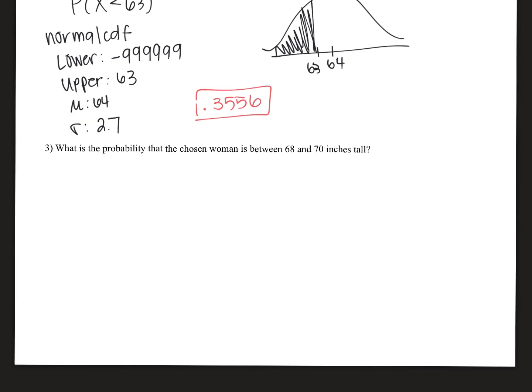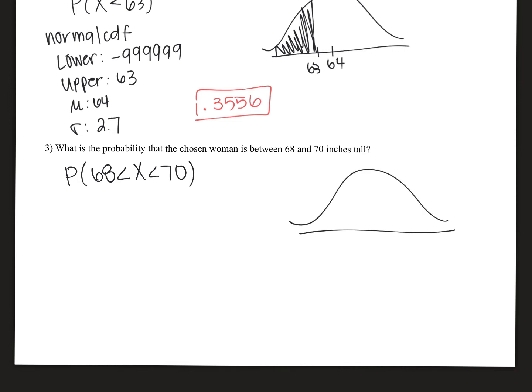And then lastly, we want to find the probability that a woman is between 68 and 70 inches tall. So we're doing the probability between 68 and 70. Do our mean 64. And their values 68 and 70, and we're finding the probability we're between those.